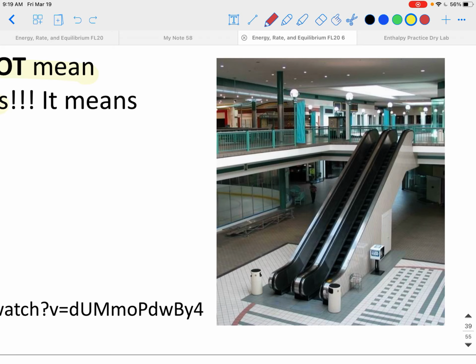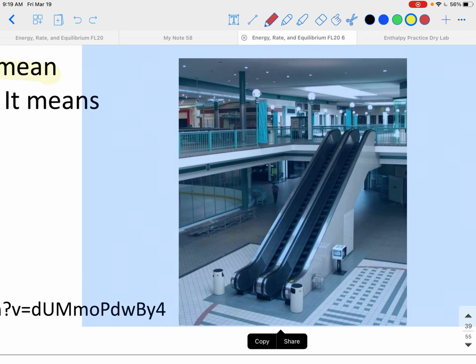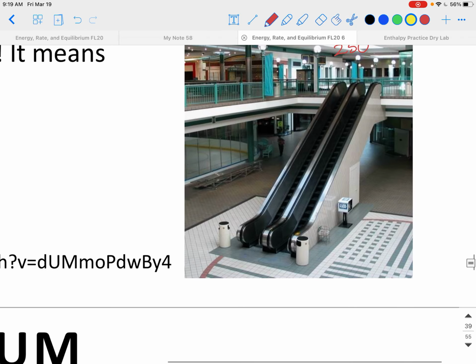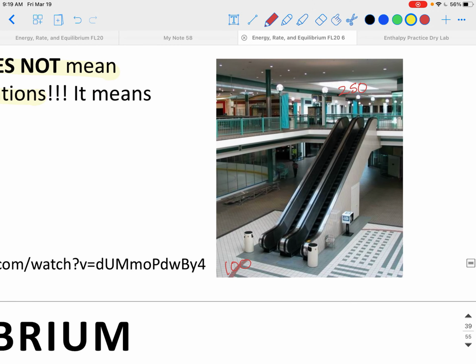Okay, you have these escalators. Usually you see escalators in places like malls. Here's what I know about escalators. They move at the same rate, right? So let's say we had 250 people on floor 2, and let's say we had 100 people on floor 1. We'll call this the up escalator, and we'll call this the down escalator.